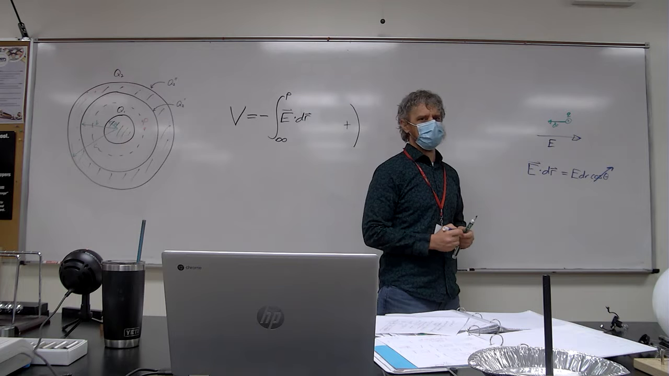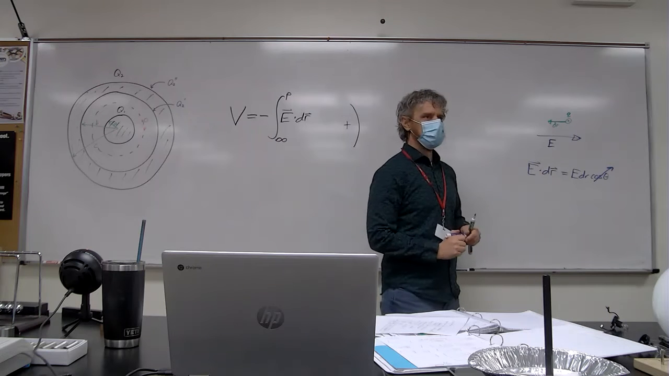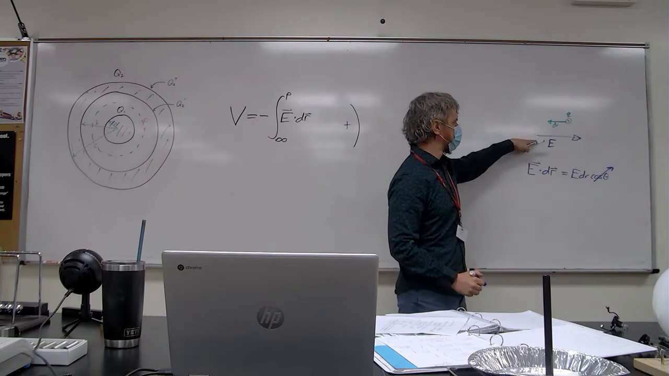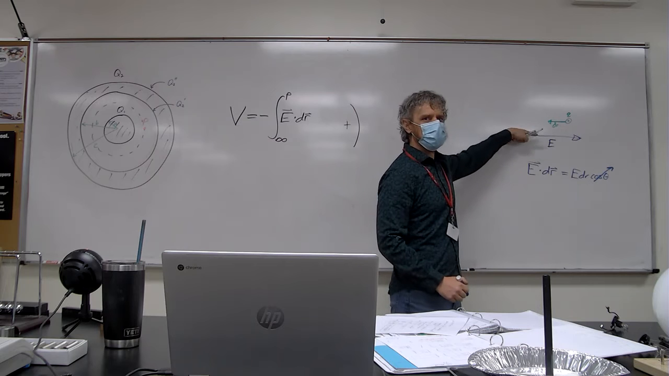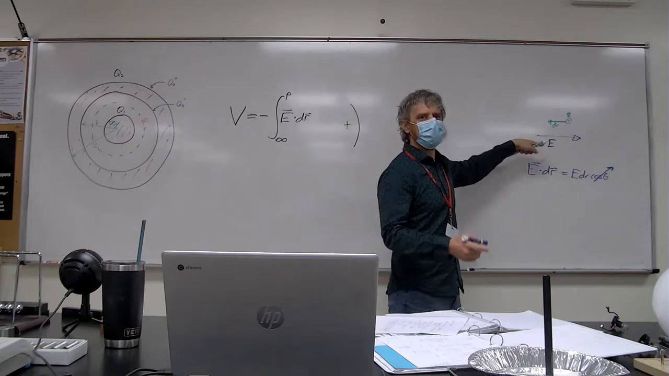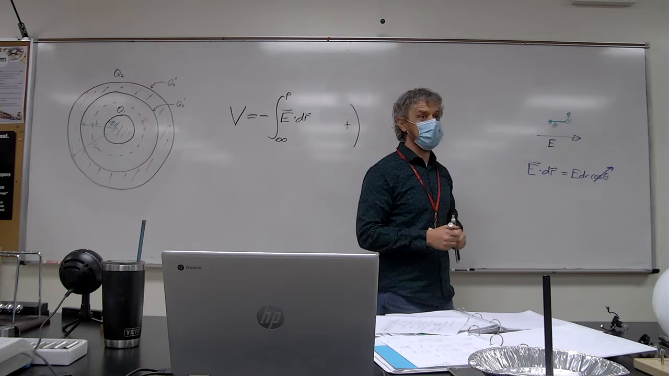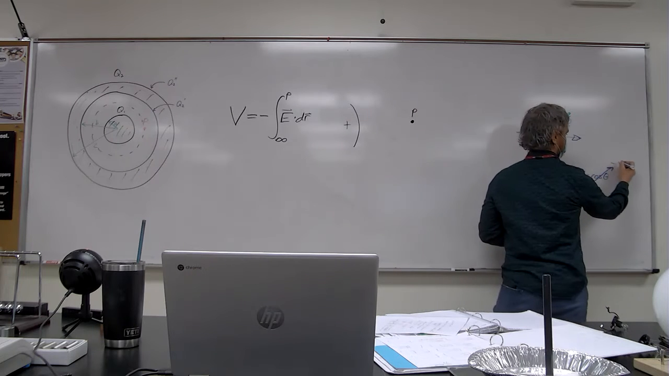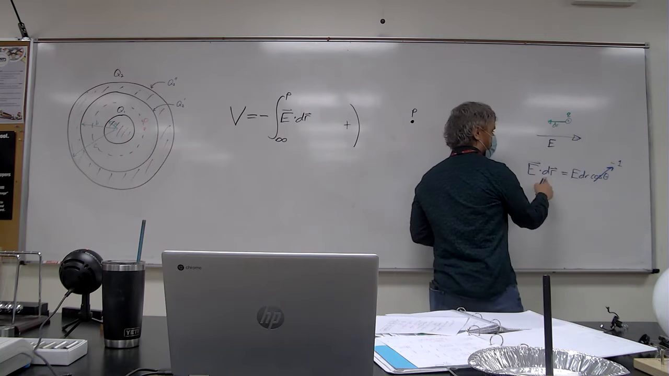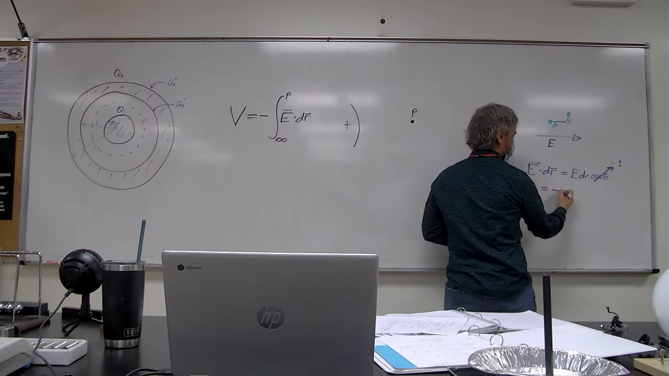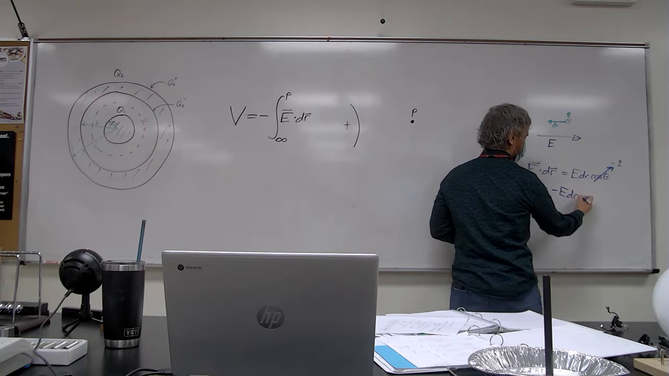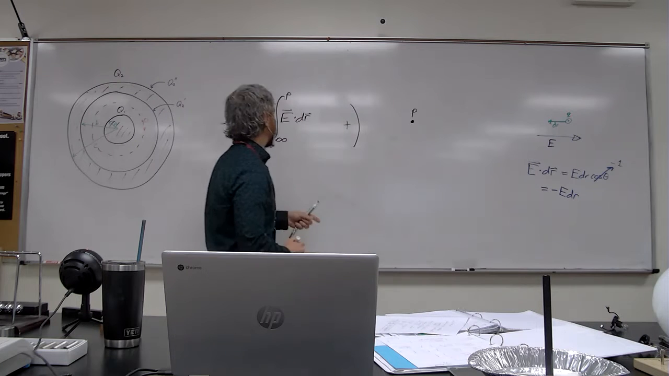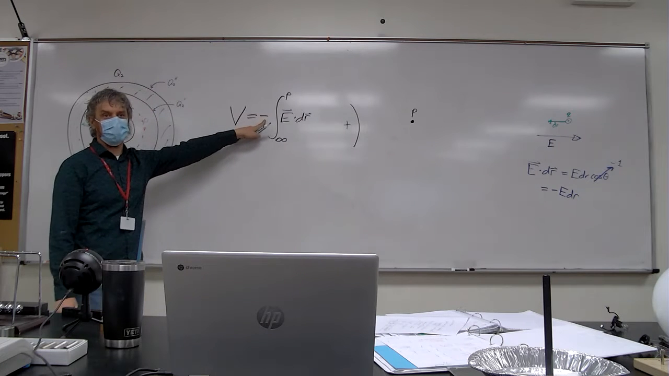That's what I meant. You all are wrong. 180. What's the angle between these two vectors? The angle is 180. So the cosine of the angle is negative 1. So E dot dr is negative E dr. But then that's why this negative is here.